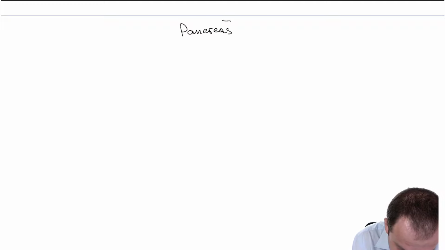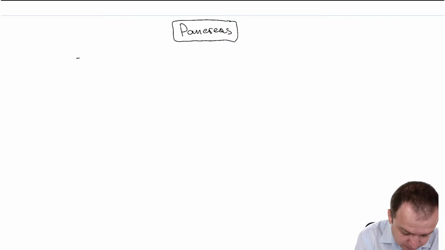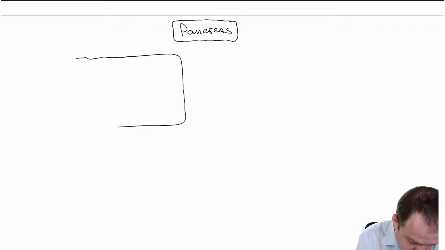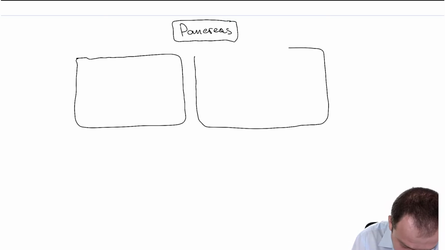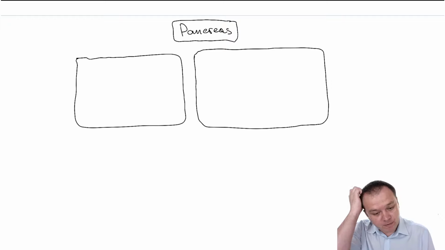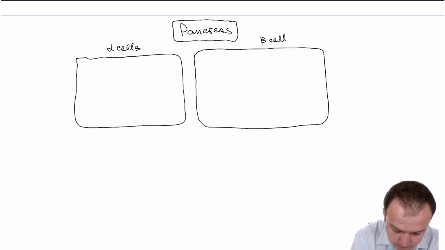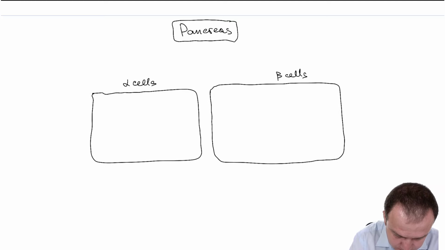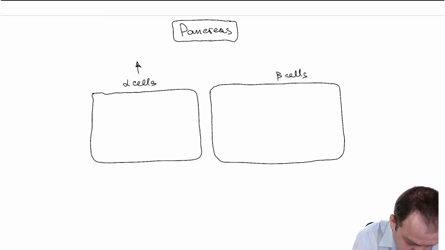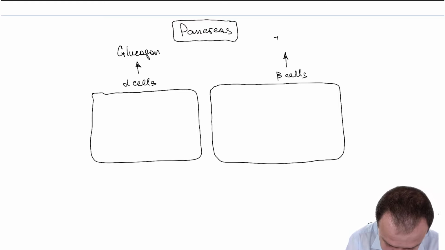We will not talk about the whole process of insulin secretion and the stimulation and inhibition of insulin secretion. We will not talk about all these mechanisms. I just would like to let you know that in the pancreas we have at minimum 2 types of cells. We have alpha cells and beta cells. Alpha cells are responsible for glucagon secretion, and beta cells are responsible for insulin secretion.